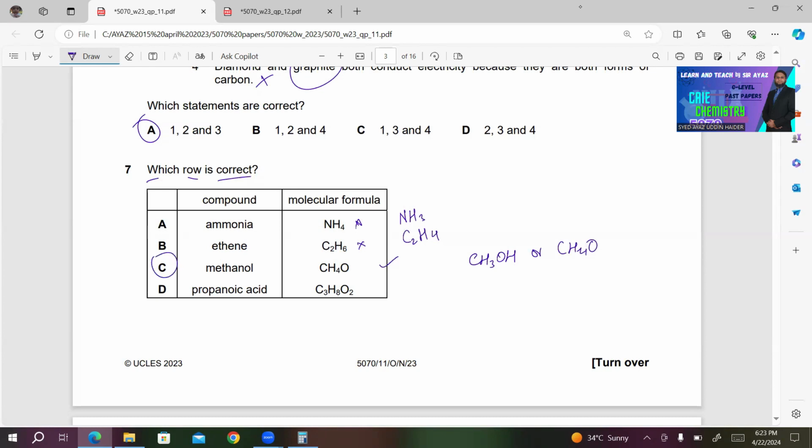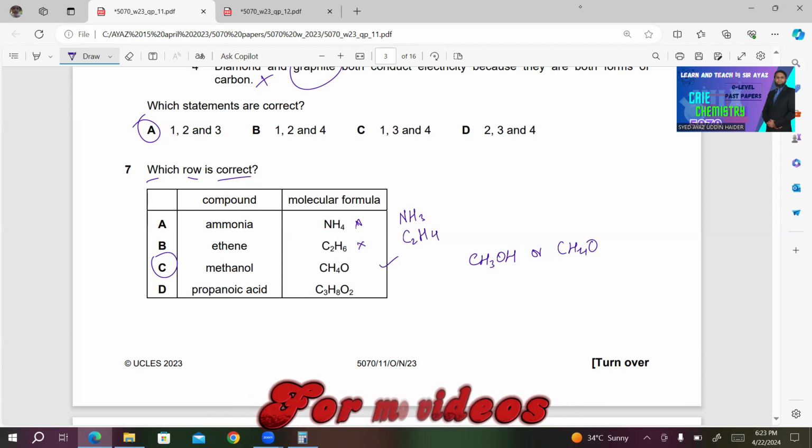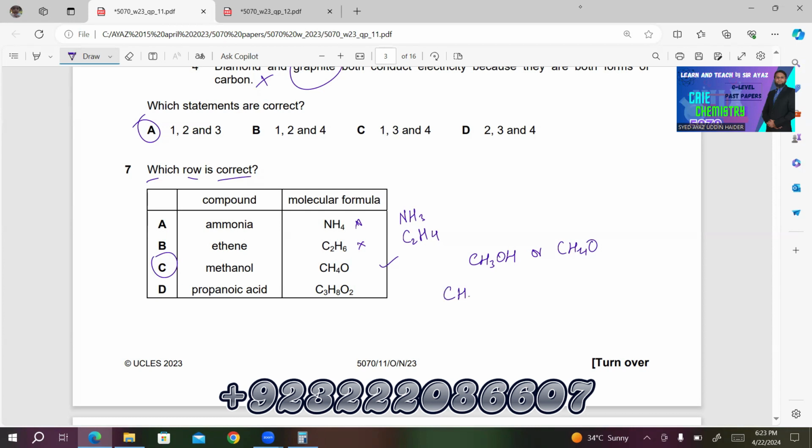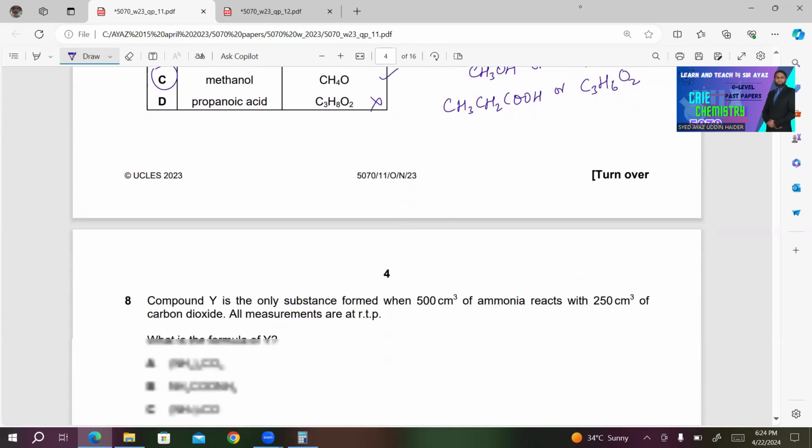For your convenience, I am reading the last choice also. Compound propanoic acid, molecular formula C3H8O2. There will be 3 carbon atoms in propanoic acid. The structural formula must be this: CH3, CH2, COOH, or 3 carbons C3, H 3 plus 2 plus 1, 6, O2. So this is incorrect. So C must be the right answer for number 7.